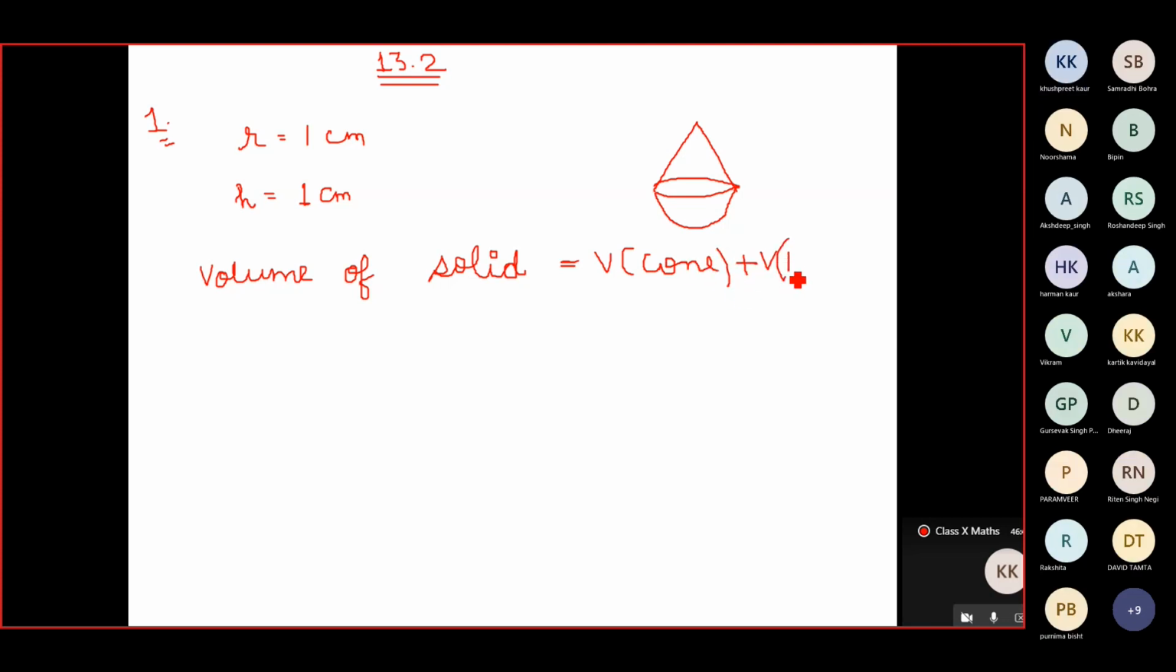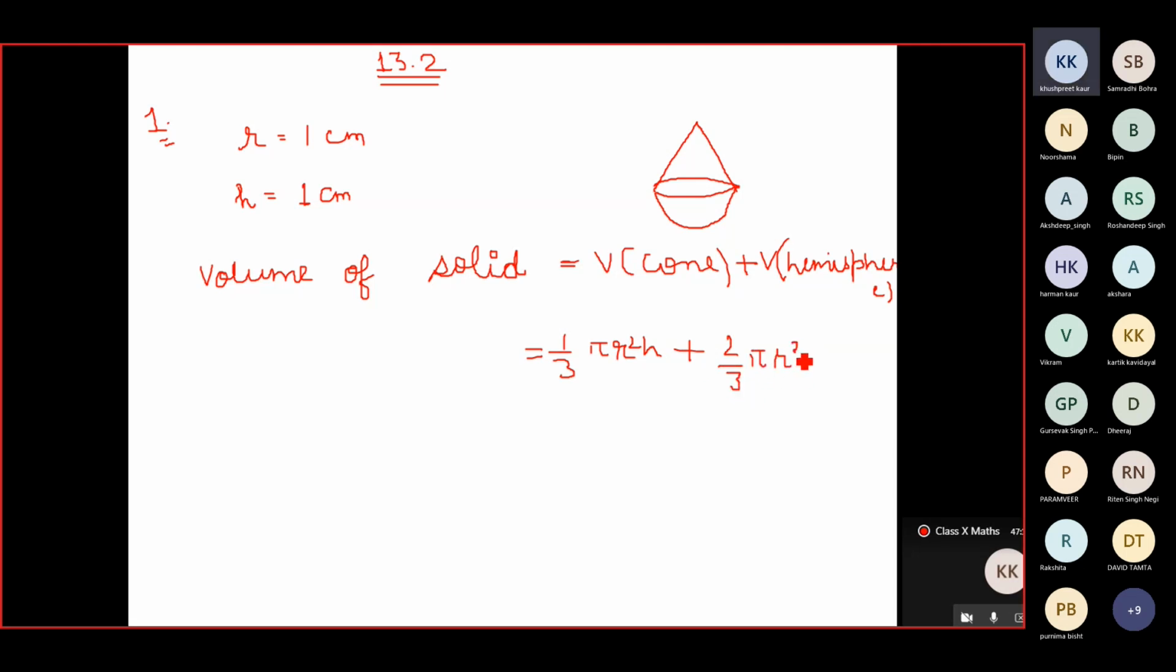Now you just have to learn the formulas by heart. If you have the formulas in your mind, you can solve it very easily. So now volume of cone is what? 1 upon 3 pi r square h. Of hemisphere it is 2 by 3 pi r cube, right?